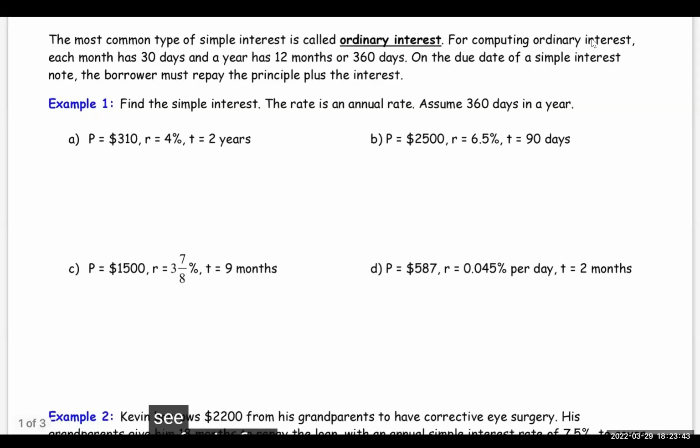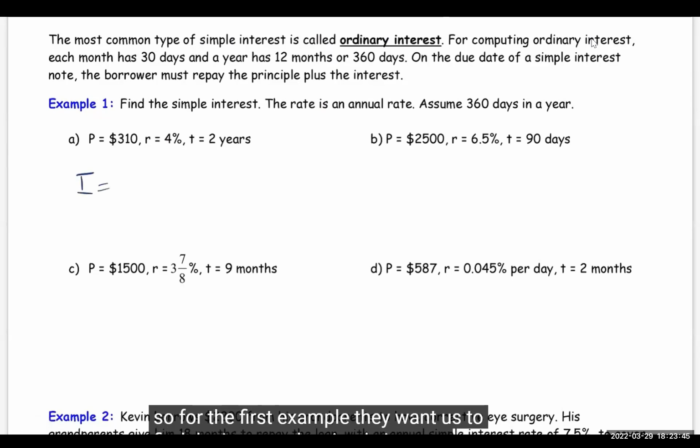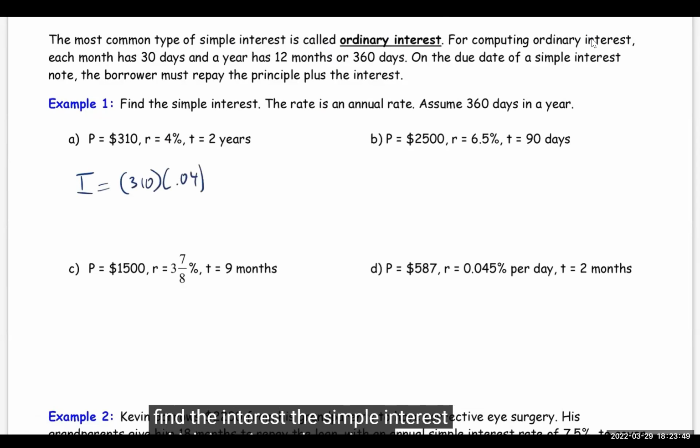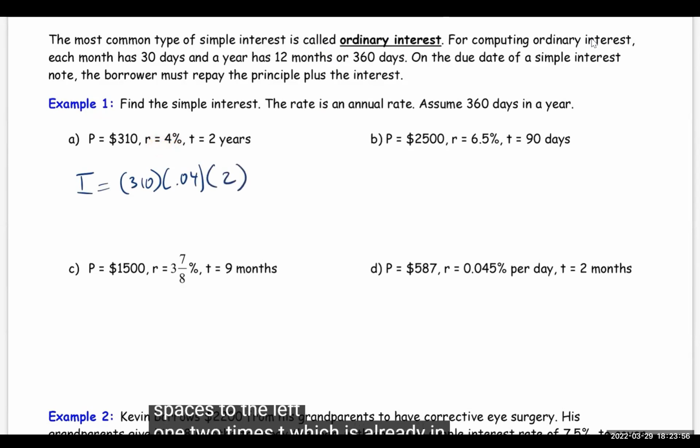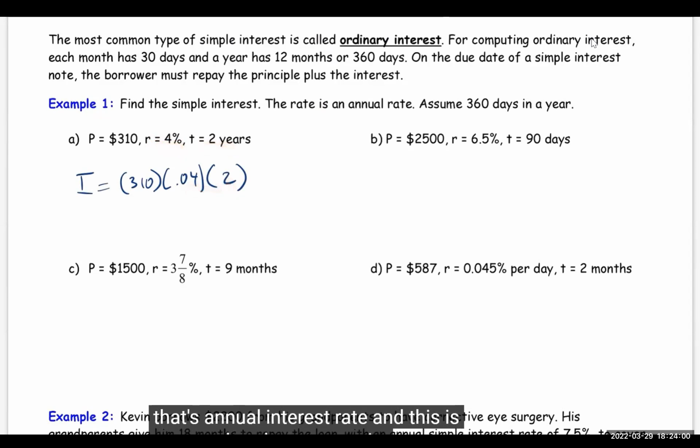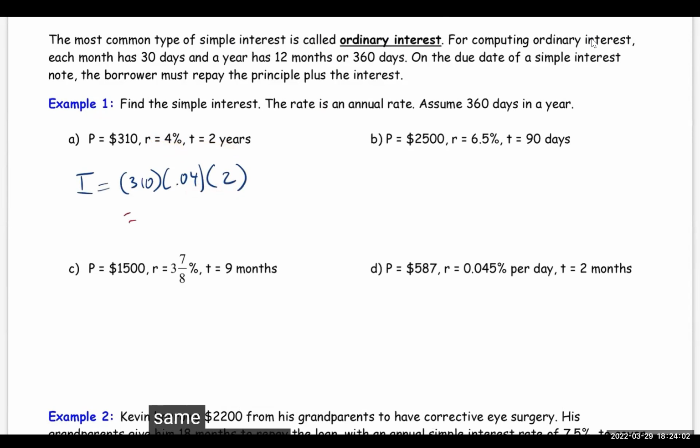So for the first example, they want us to find the simple interest, which is going to be P times R. Notice that I moved the decimal 2 spaces to the left, 1, 2, times T, which is already in years. That's annual interest rate, and this is years, so those two units are the same. So now you can multiply using your calculators. Just 310 times 0.04 times 2 is $24.80.